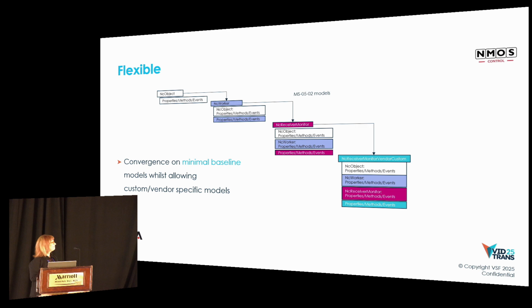So, with the modeling framework, we've tried to bring convergence on minimum baseline models, whilst allowing custom vendor behavior. In this example, we see the NC object class, which all other models must derive from. This is followed by an inheritance tree where models get more specific and detailed. Vendors then have the freedom to use standard classes like NC receiver monitor, for example, directly, or derive it in a custom vendor class which maintains the baseline functionality whilst adding further custom features.